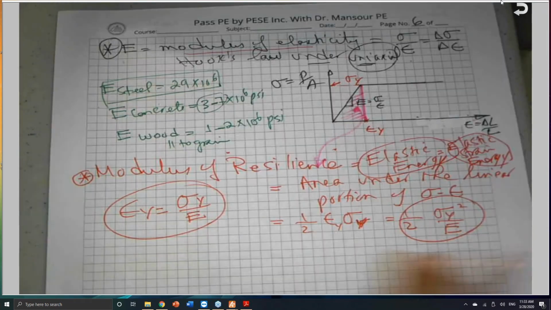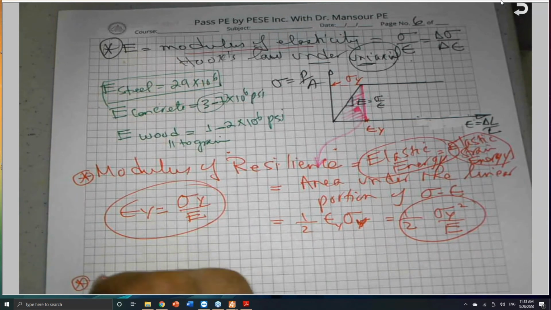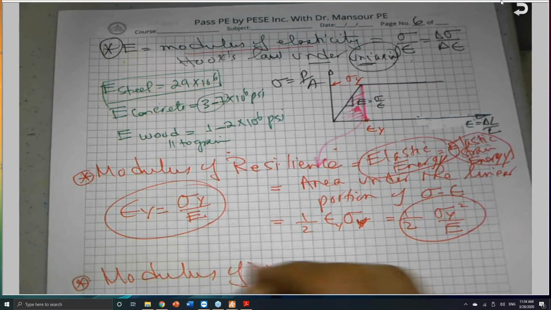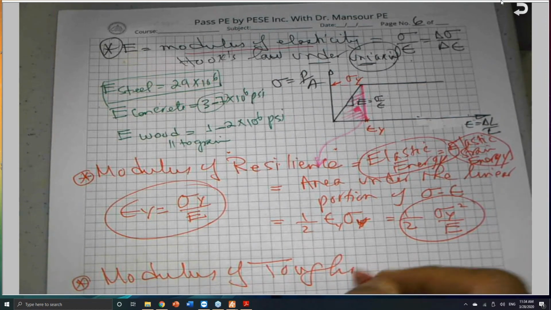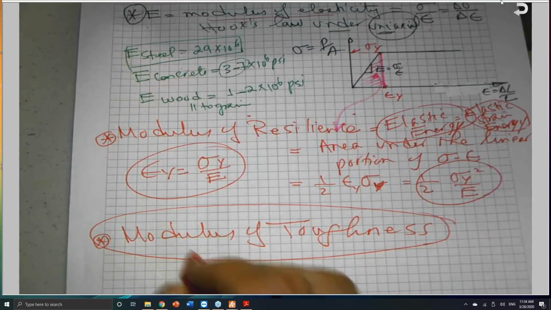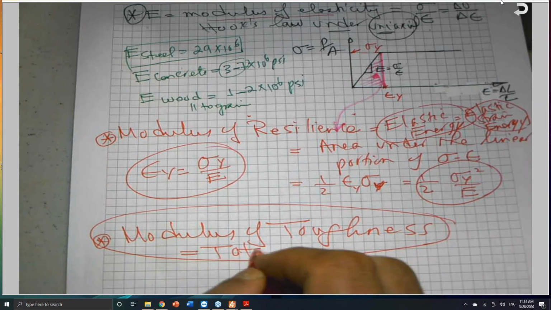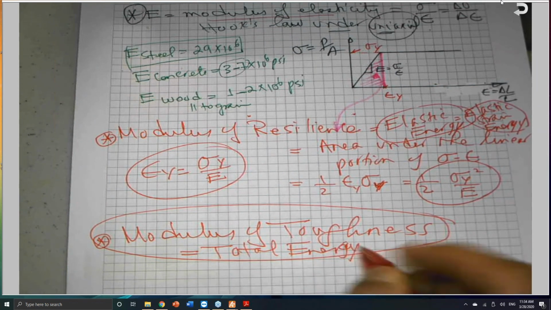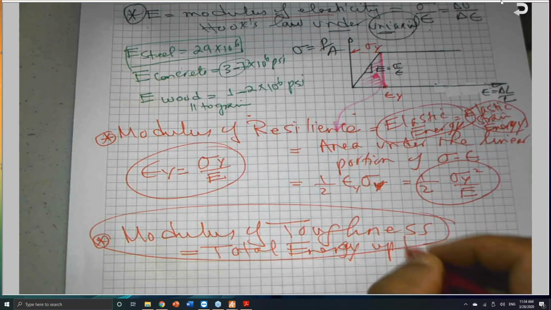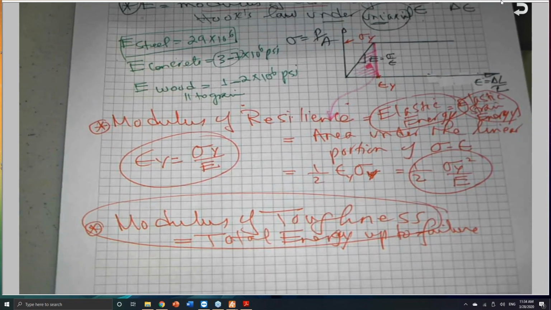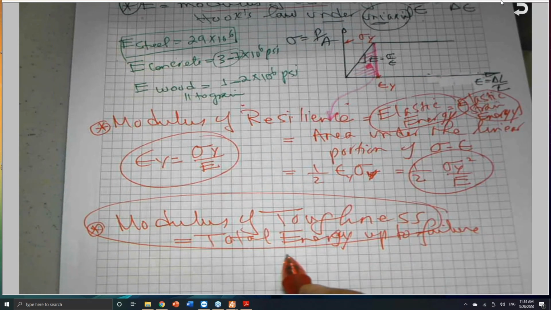There is another modulus I need you to be aware of, which is the modulus of toughness. Sometimes we call this the total energy, the total energy up to failure. If there is no failure, we cannot determine the toughness.